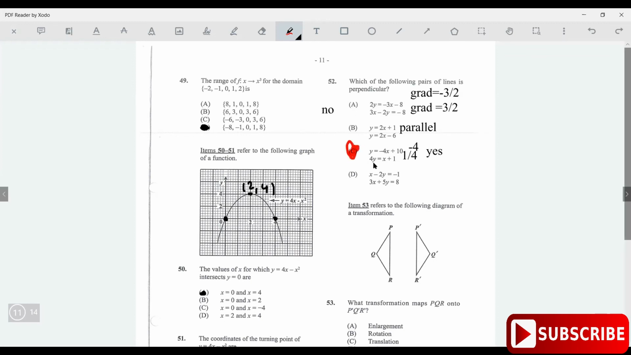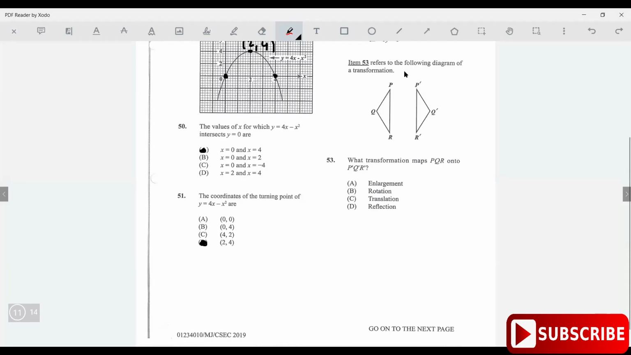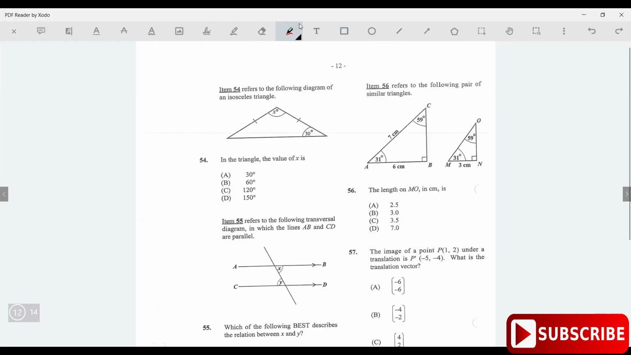Question 53. What type of transformation is this? Just put a mirror line and you'll see it's a reflection. Easy. All right. This is a repeat question right here. They want angle x, but we know right here is 30 since it's isosceles. And so x equals 180 minus 30 minus 30. And so x equals 120.